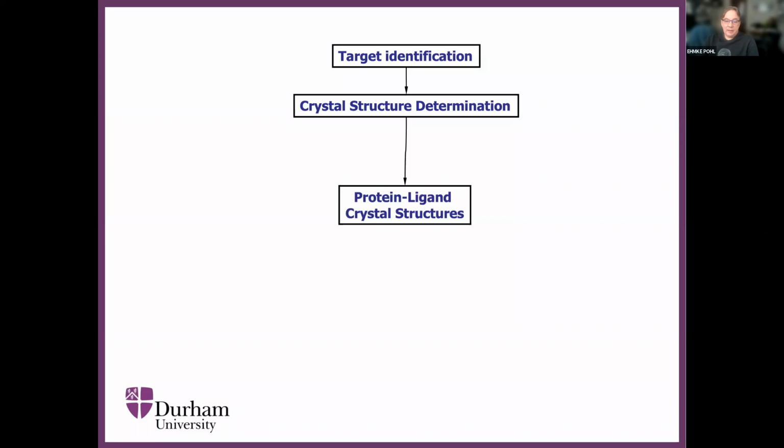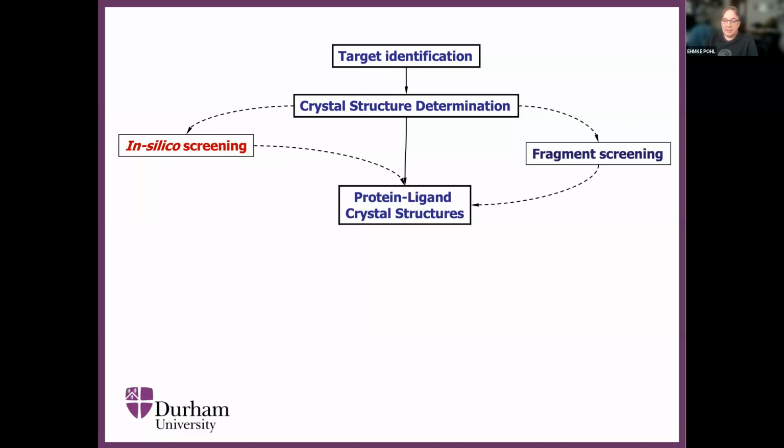From there, we're often trying to look at protein-ligand crystal structures to identify the atomic detail of our interactions. And as soon as we have the crystal structure, we can also start in silico screening, so we use computer power to find new ligands. And more recently, meaning over the last 10 years, fragment-based screening has become a very popular high-throughput technique to find our first protein-ligand crystal structures.